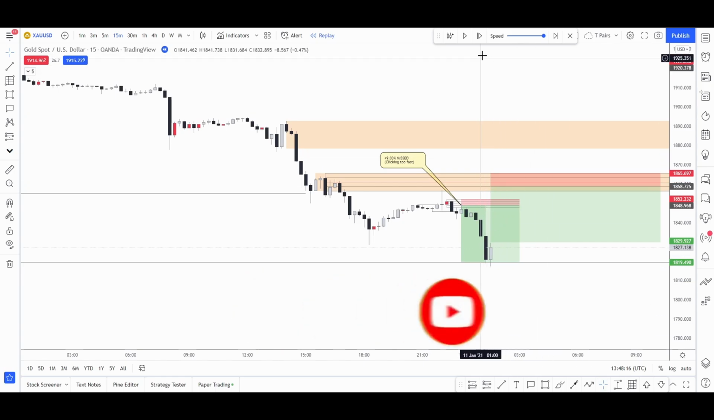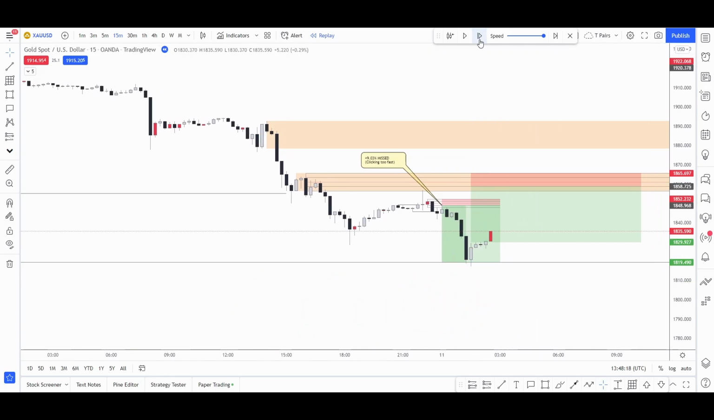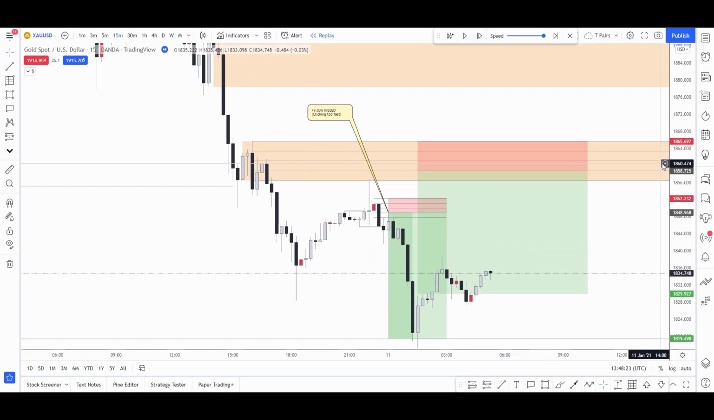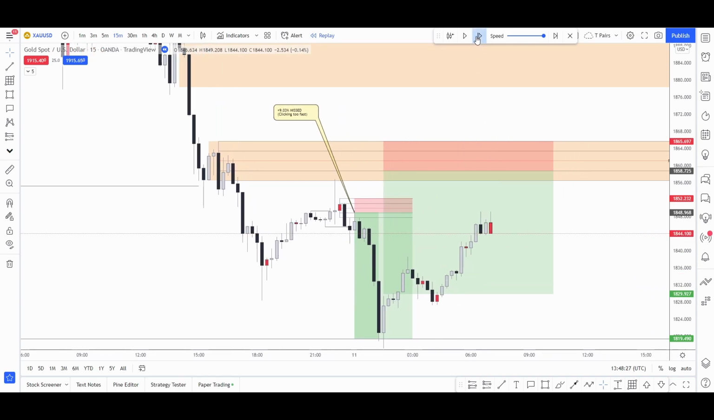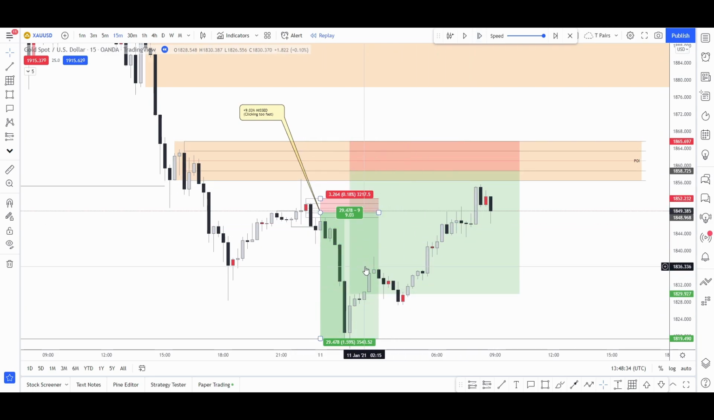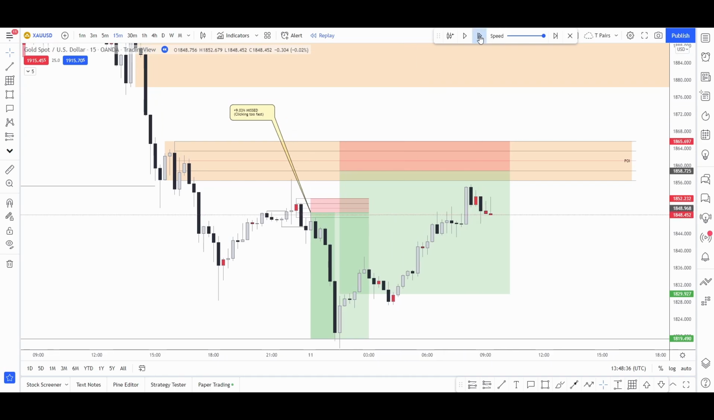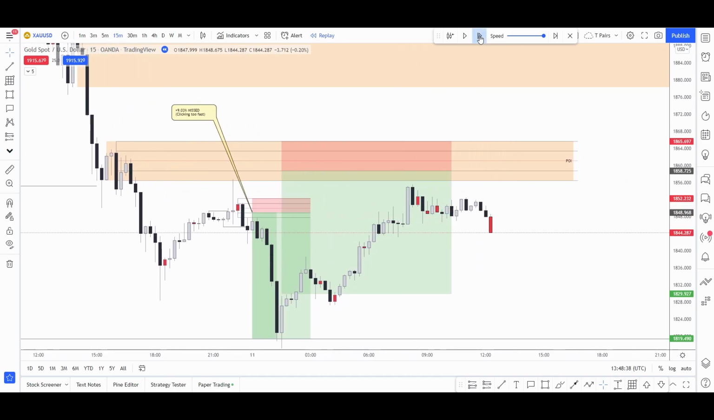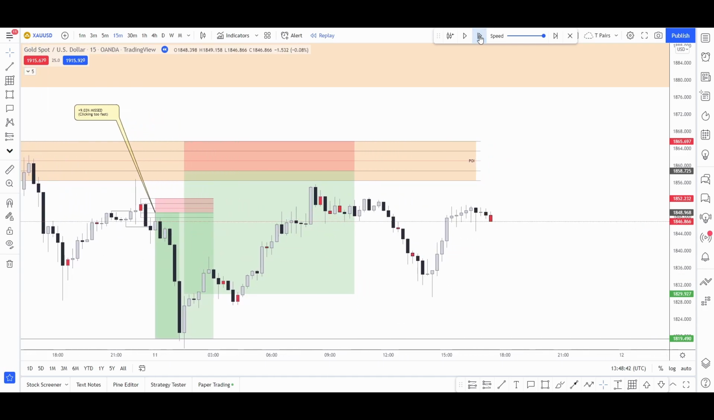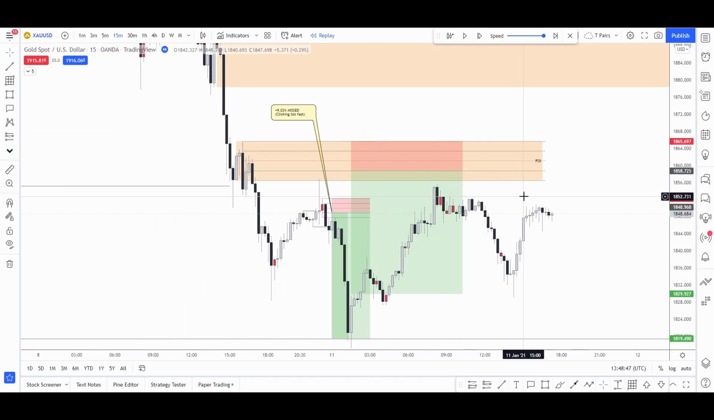Where are we? Should I be looking at going long and doing a counter trade? Nah. We'd have had to have had a break of this anyway to make it more realistic. Was that just a nice rejection off of this wick? Oh, I don't know.